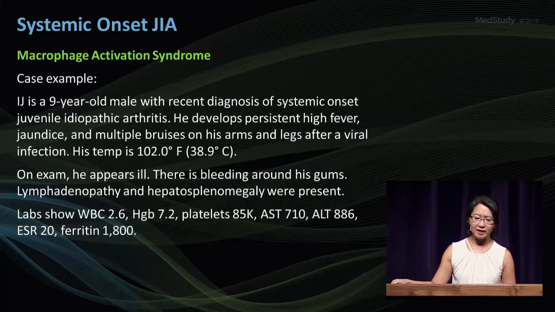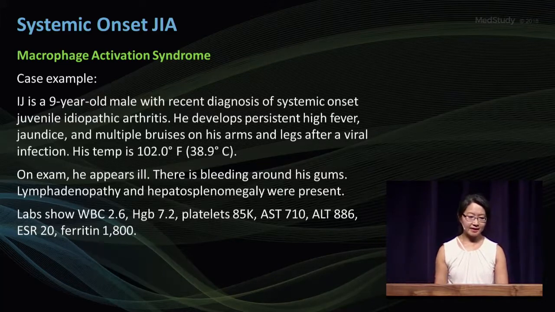IJ is a 9-year-old male with a recent diagnosis of systemic onset JIA. He develops persistent high fever, jaundice, and multiple bruising on his arms and legs after a viral infection. His temperature is 102 degrees. On exam, he looks bad. He's ill. There's bleeding around his gums. Lymphadenopathy and hepatosplenomegaly were also present.